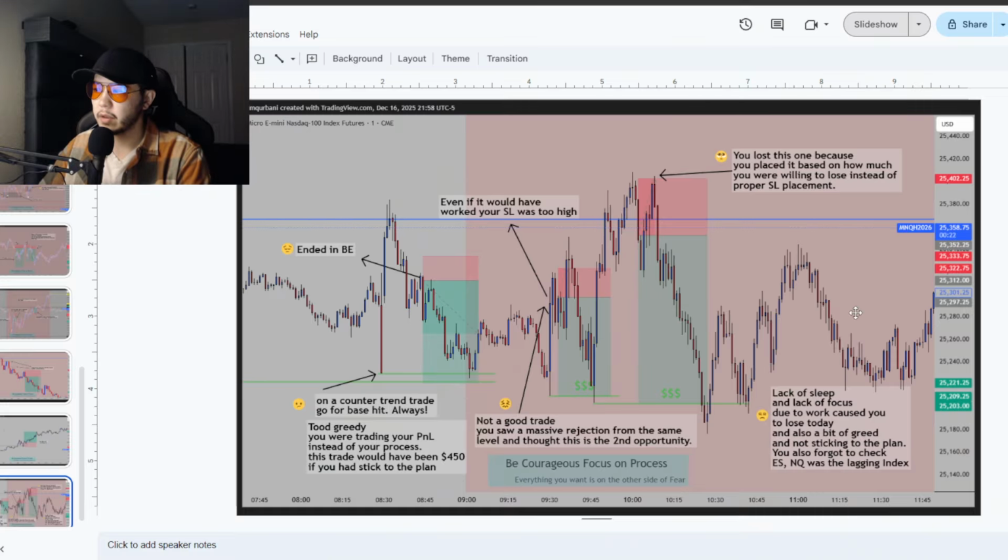And this is how I felt. I wrote down: lack of sleep and lack of focus due to work caused you to lose today, and also a bit of greed and not sticking to the plan. You also forgot to check ES, and Q was the lagging index. So we always want to take the trade on the leading index instead of the lagging index.